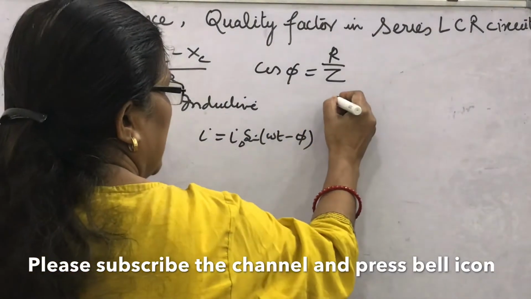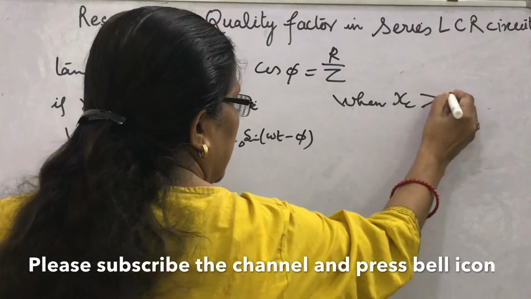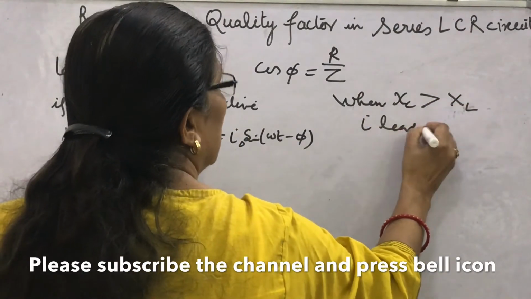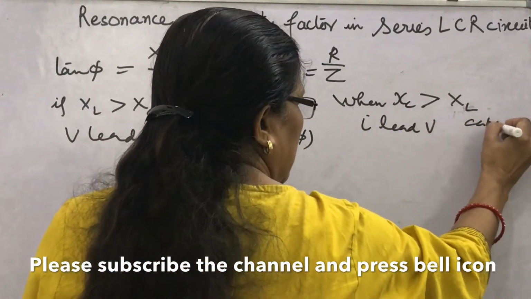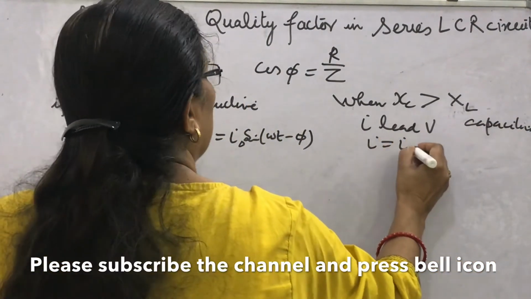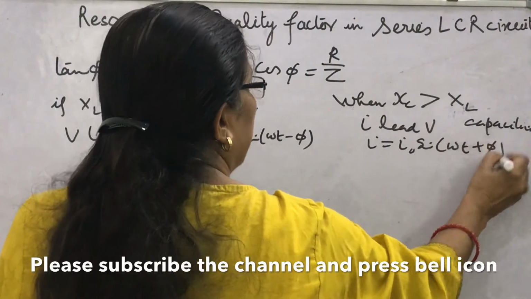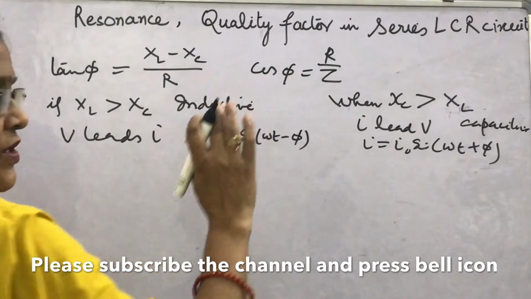Similarly, when XC is greater than XL, we have seen I leads the voltage and the circuit is capacitive. This all we have read earlier. So now the equation of current is given by I equal to I naught sine omega t plus phi. For the voltage expression, V equal to V naught sine omega t.